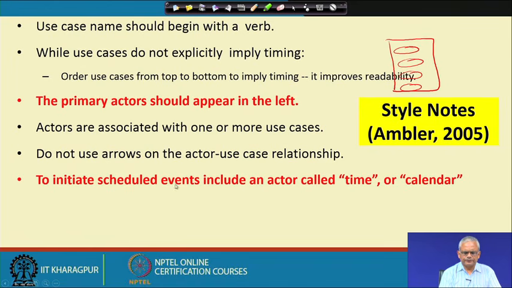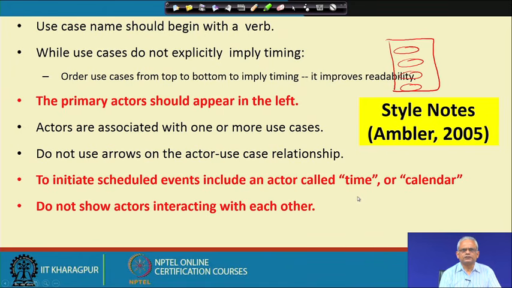Whenever there is time involved, we must have a time or calendar as an external system which is the actor. If there is an interaction between two actors, for example, the user gives some information to the clerk and the clerk enters it, we do not have to show that. We need to only represent the information that the actors input to the system. The interaction between actors we do not have to capture in this diagram.